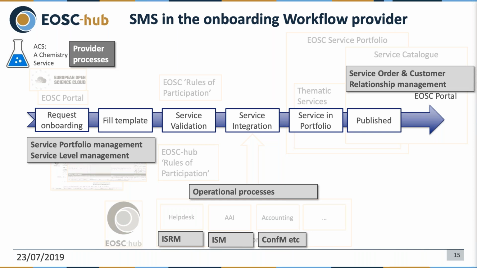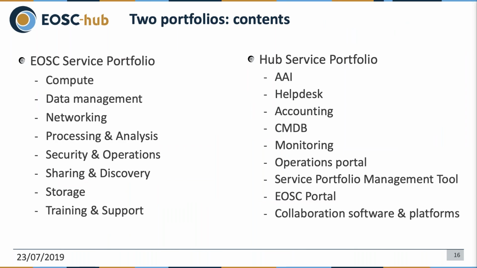And then at the other end, once things are in the catalog, service order and customer relationship management you'll probably touch on, because if customers are ordering services through the EOSC portal, there will be some level of coordination to make that experience good for customers, which you'll see. But then the major point where we will touch on each other's service management systems will be around this service integration, as I said. So I don't have too many more slides, but I just want to show you what is in these portfolios right now. I'll give you some idea at least.